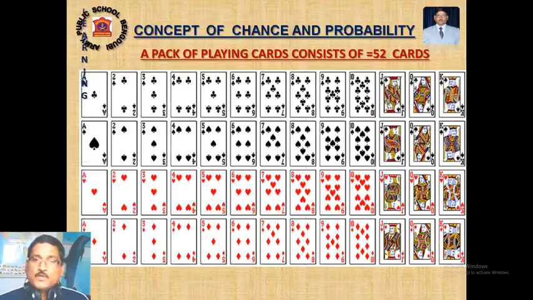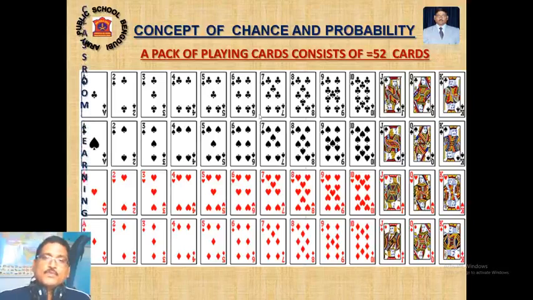But before going to class 9th or 10th, you should have some preliminary idea that will be helpful. In a pack of playing cards, there are 52 cards. Out of 52 cards, there are different names and different conditions. 26 cards are black in color and 26 cards are red in color. And there are 4 types also.